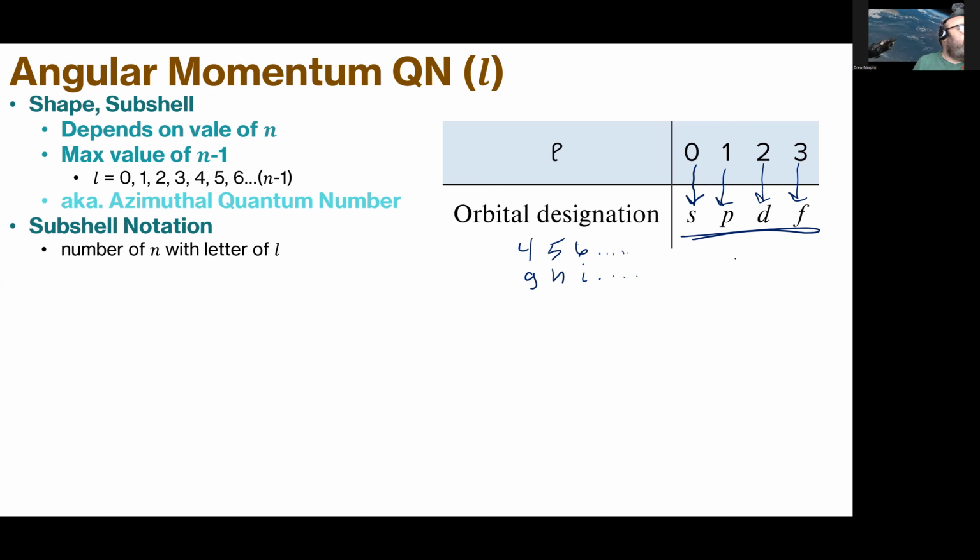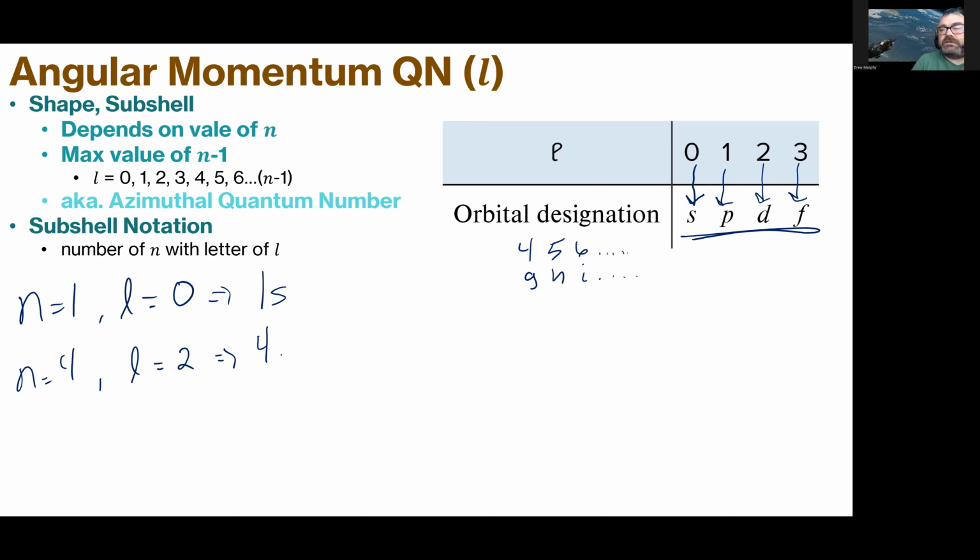Okay. If we're going to do subshell notation, the subshell notation tells us both the value of n and the value of L. It's going to use the number value for n and the letter value for L. So for example, we said if n equals 1, then L has to be 0. Okay, so our subshell notation here is going to be 1s because L equals 0 is s. This is also how we're going to refer to where electrons are in the atoms, and so it's important that we get this down.